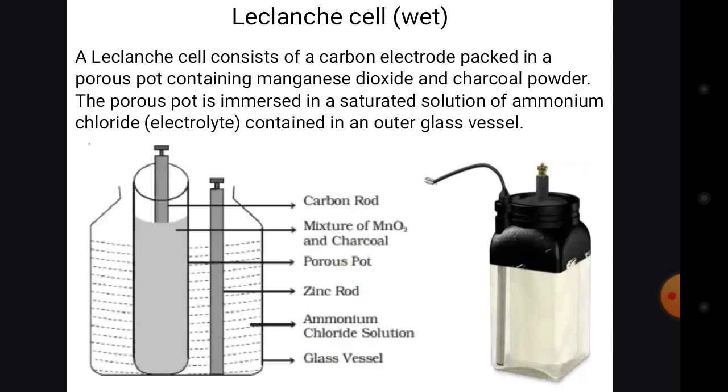Just like the dry one, this one also has a carbon rod. And it is also a mixture of chemical substances and powders, the porous pot, also the zinc. So the glass vessel is also here. So this is the labeling. And the diagram on the right hand side is how the Leclanché cell looks like, or the wet cell. So this is about the dry cell and the wet cell, or the Daniel cell and the Leclanché cell.